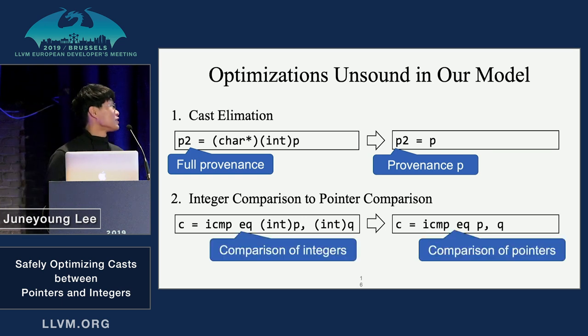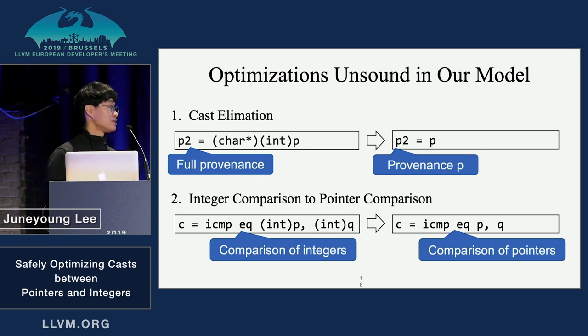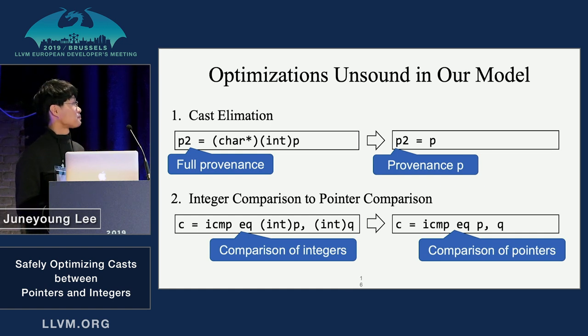Second, transforming integer comparison into pointer comparison. Before optimization, it is comparing two integers, but after removing the two pointer to integer casts, it is comparing two pointers which have provenance. Therefore, the behavior of the program may change because it is valid for the compiler to exploit the provenance of pointers and yield the result.